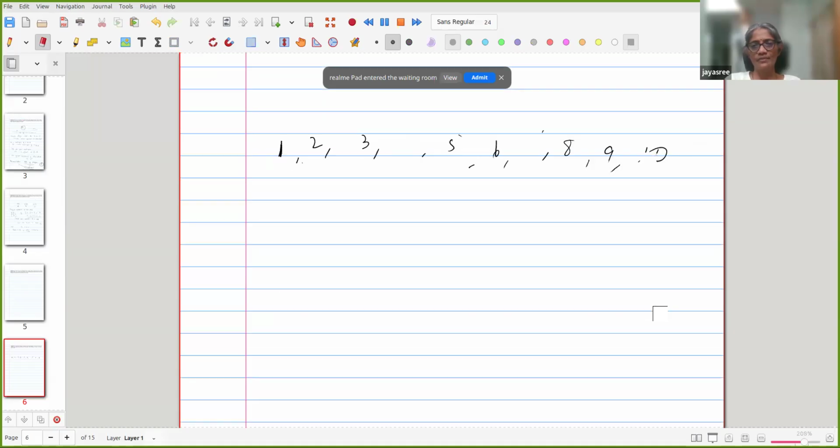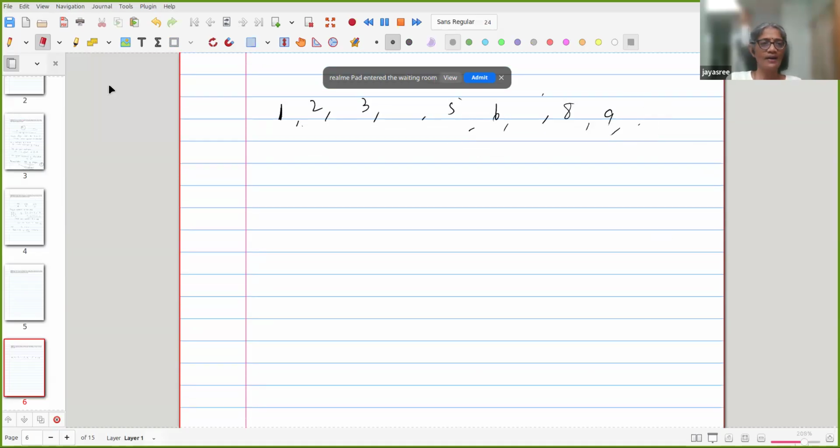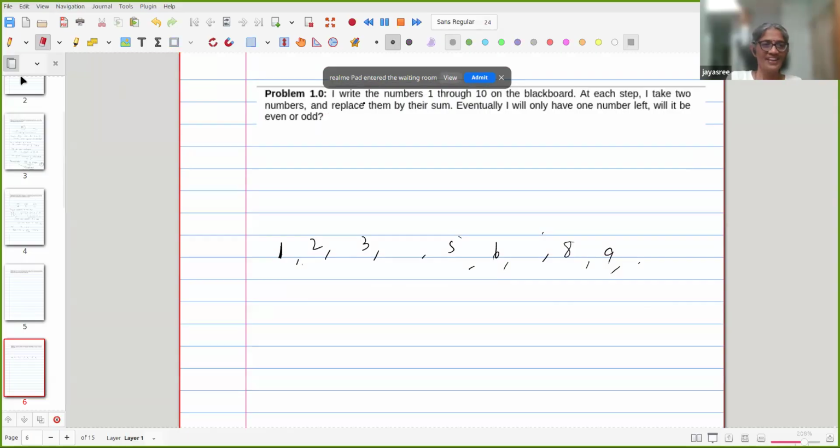21, ma'am. Okay. If I remove 10 and 11, I will write 21 there. Now one more step. Ma'am, can we take 2 and 3? You can take any. If I take 5 and 6, instead I will write 11 there. I can go on doing this. If I take 2 and 3, I will write 5 there instead. And what will happen at last?